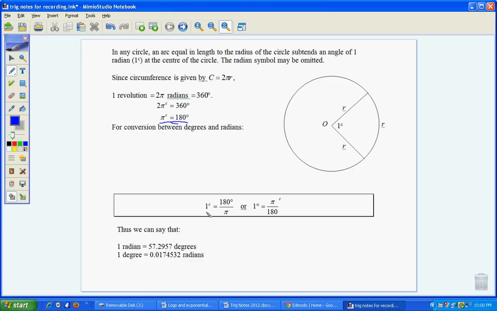So 1 radian could be said to be 180 degrees on pi, or 1 degree would be pi radians on 180. And doing those conversions, you can see that 1 radian is a little bit more than 57 degrees, and 1 degree would be a really small amount of radians. So that's the relationships that exist between radians and degrees.